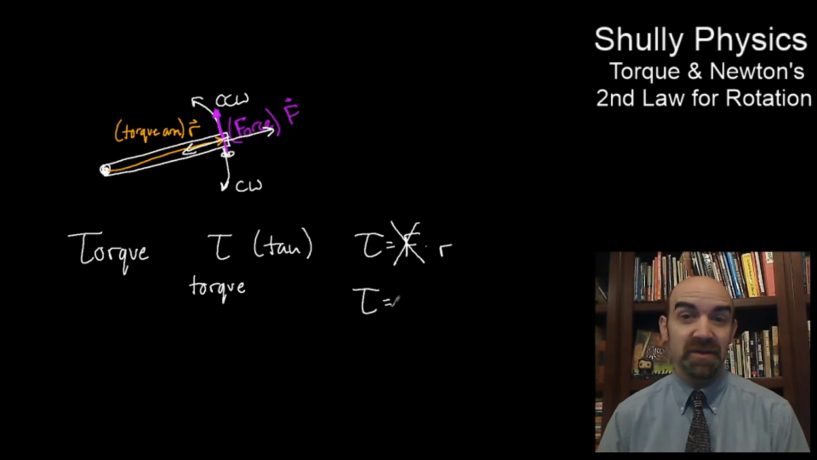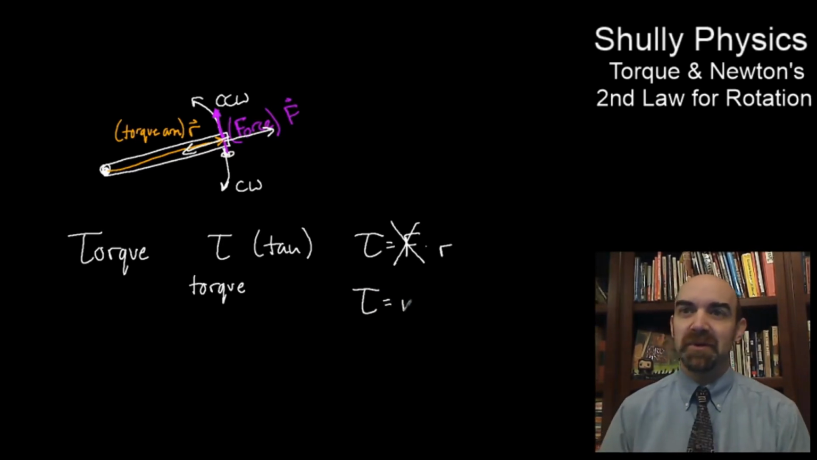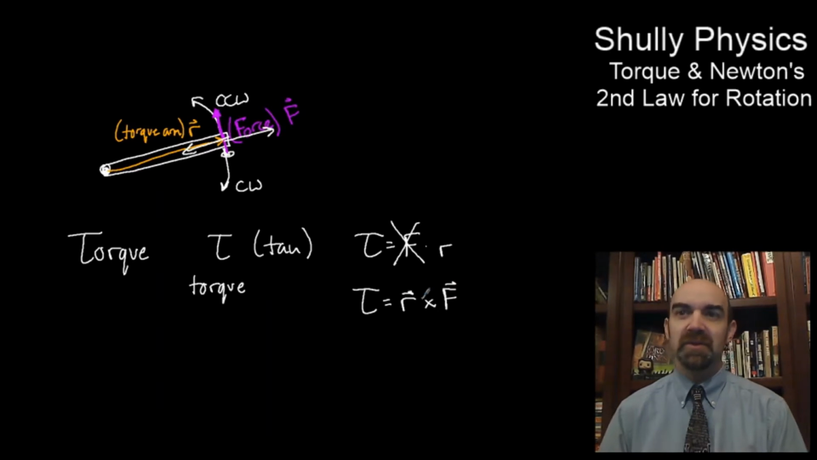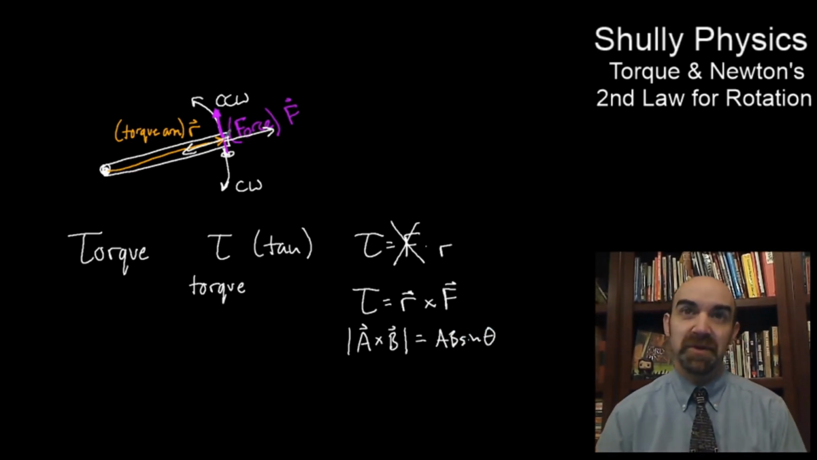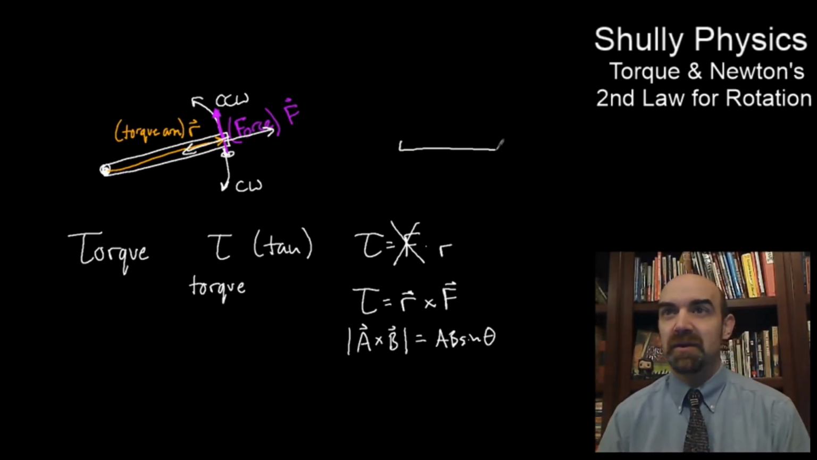Instead, because there is an angle involved, we're going to find here in just a minute that it's really R cross F. It's a cross product of the torque arm and the force. And if you recall, way back, we did an episode on the cross product. If you take vector A and cross it with vector B, the magnitude is AB sine theta. Now I just want to help you see what's going on here. Why is it the sine component that we're concerned with?